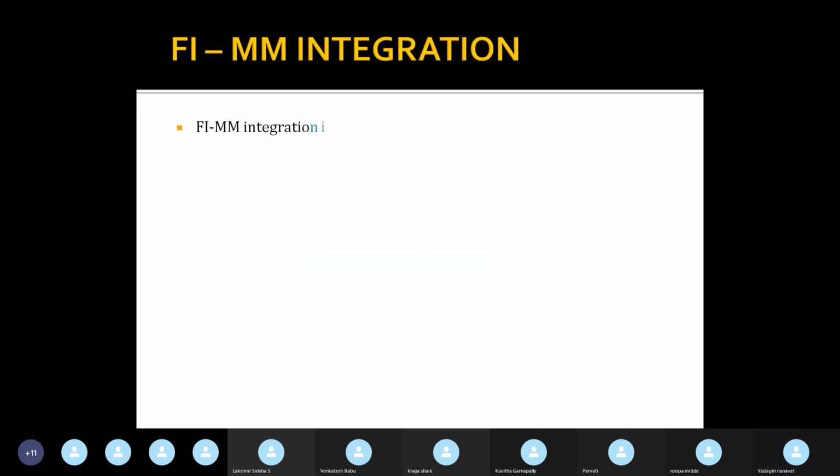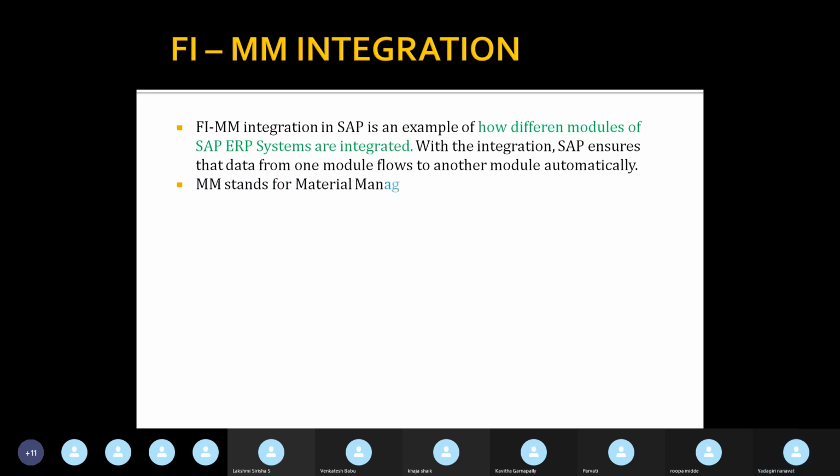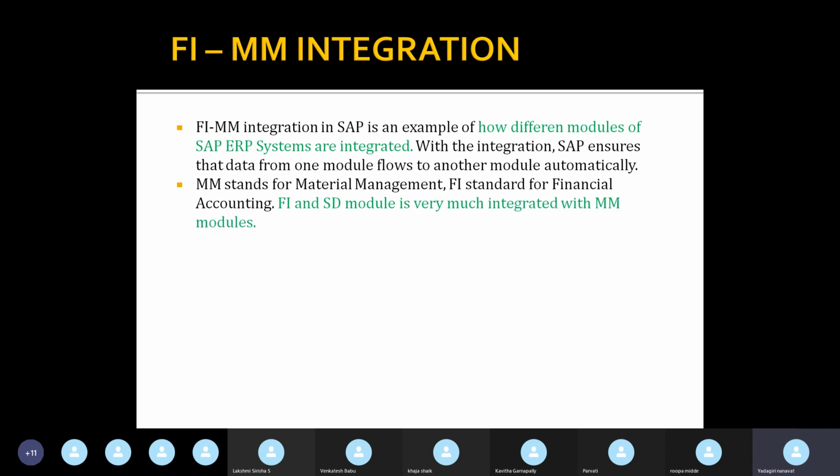FI2MM integration. Generally, FI2MM integration happens at OBYC, and we have departments like FI, financial accounting, MM, material management, and then SD, sales and distribution. These are the main modules integrated with SAP. MM stands for material management, FI stands for financial accounting, and the FI and SD modules are very much integrated with the MM module.